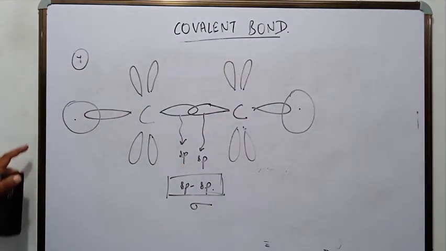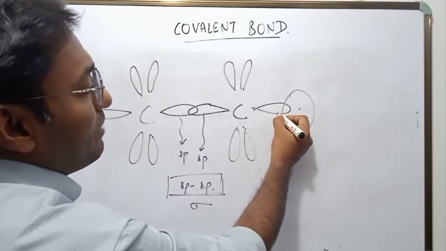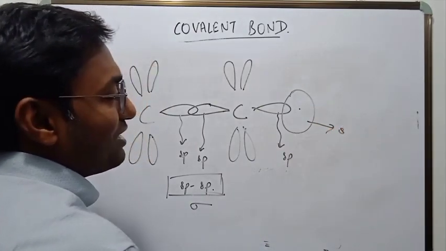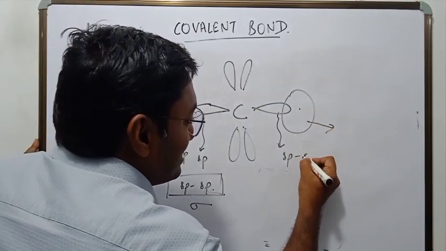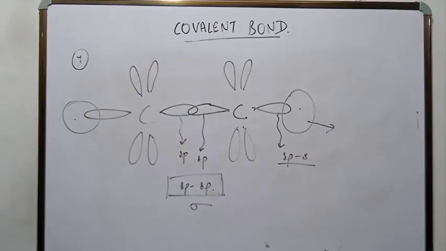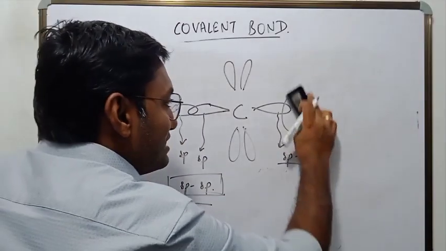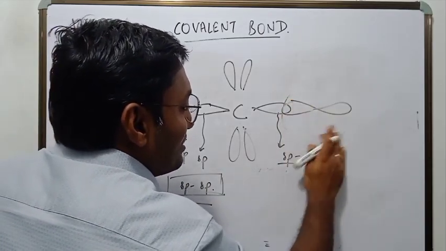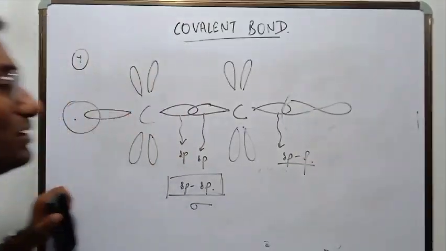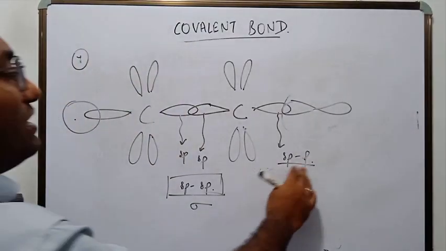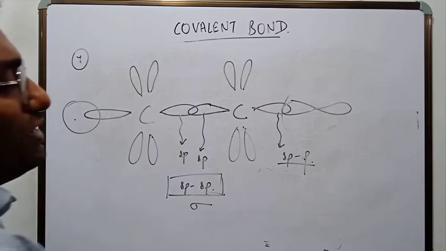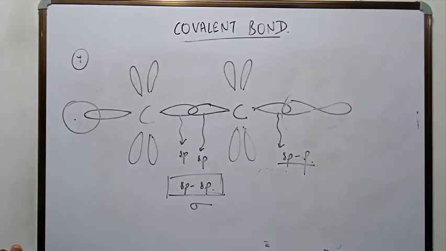Here also you can see the sp hybrid orbital and the s orbital of hydrogen. So sp-s head-on overlap can also occur. If in this place there is a p orbital of fluorine or chlorine, then it will be sp-p head-on overlap. So these are all examples of sigma covalent bonds. In these ways a sigma covalent bond can occur.